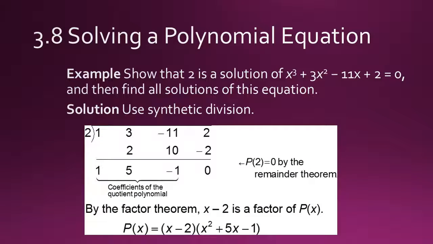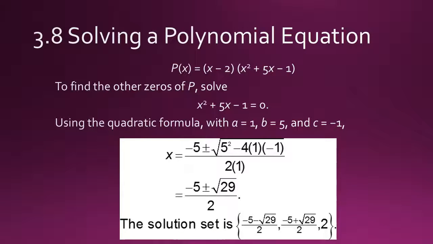All right, so we used synthetic division and divided out the 2 and saw that it did indeed work. And we end up with 1x squared plus 5x minus 1. And then what we're going to do after that is solve that x squared plus 5x minus 1 equals 0. We're going to do that using the quadratic formula because it will not factor. And when we use the quadratic formula, we end up with negative 5 plus or minus the square root of 29 over 2. So our solution is negative 5 minus square root of 29 over 2, negative 5 plus the square root of 29 over 2, and 2.